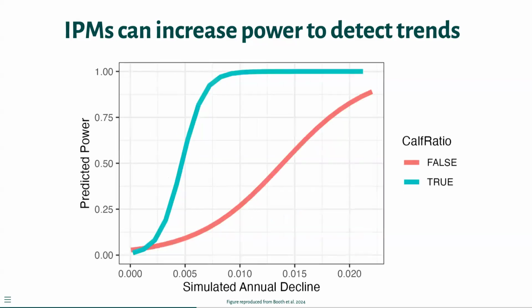Now, the second part of this that I mentioned was we were interested in that calf ratio submodel. So we also compared an integrated population model fit with that submodel and without it. If you leave out the calf data and only consider the line transect, the passive acoustic, and the capture-recapture, your power is this red line, which again is not bad. But by adding that calf ratio information, we get a massive improvement.